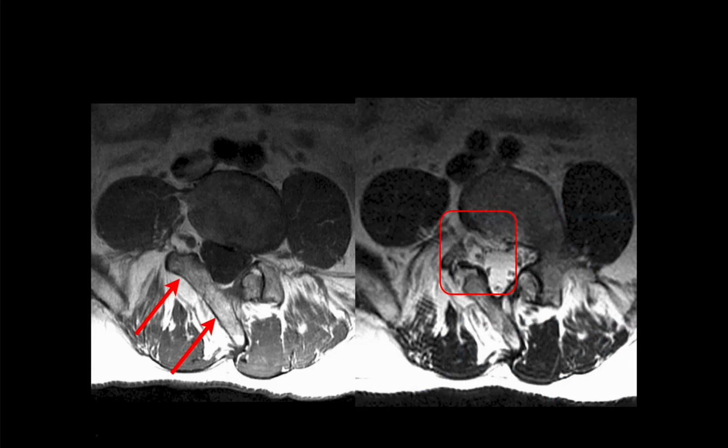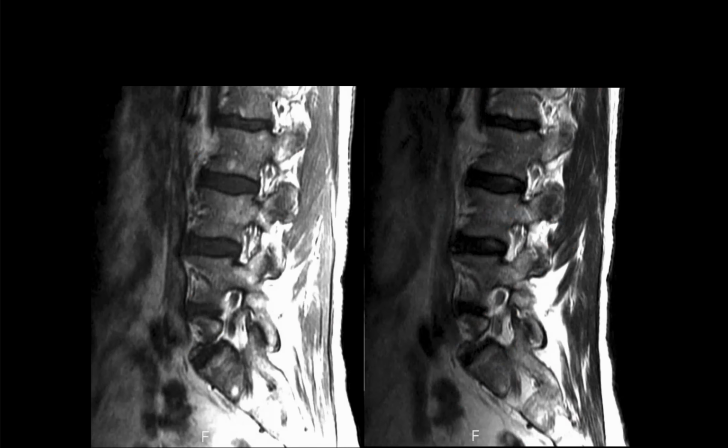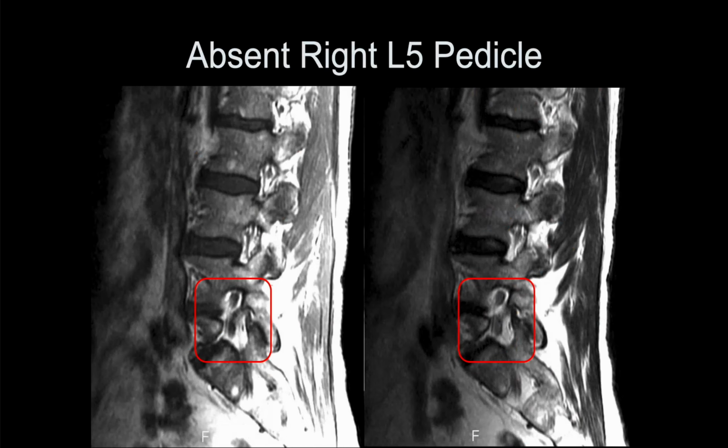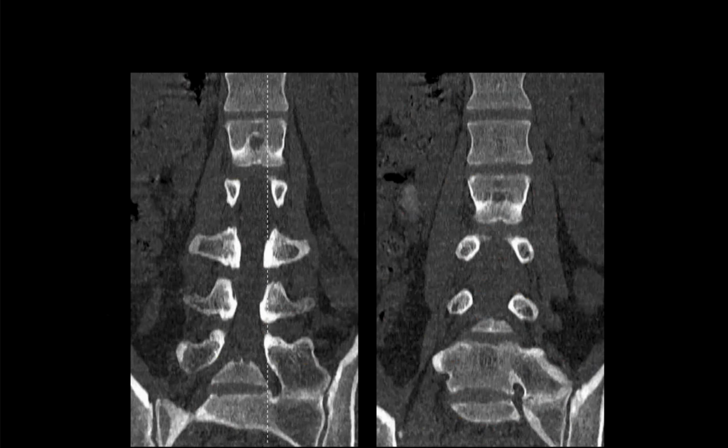Okay. Right, and then let's go to the sagittal images. This is what the sagittal images look like. All right, so the L4-5 and L5-S1 are sharing a foramen there. Okay, so this is an absent right L5 pedicle, and a typical deviation of the spinous processes is seen in this particular congenital anomaly.